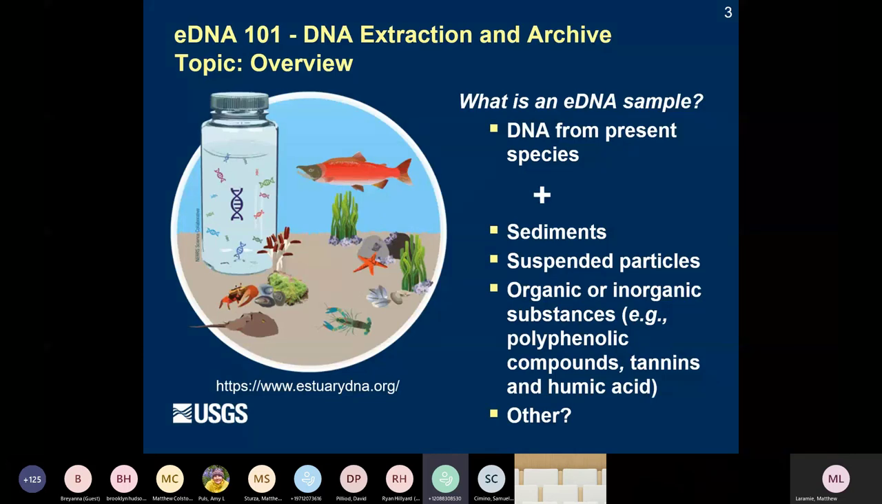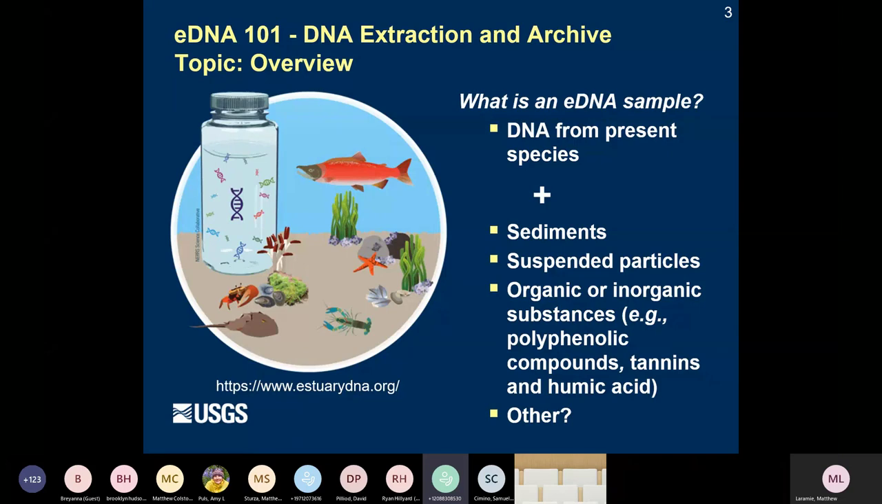But before we get into the extraction methods, I want to revisit what makes up our eDNA sample. It generally consists of DNA from those species present at the site, as David has explained, but it also has this whole suite of other materials. There's things like sediment and suspended particles and other organic or inorganic compounds, things like tannins and humic acid, which is basically fully decomposed organics, among other things.